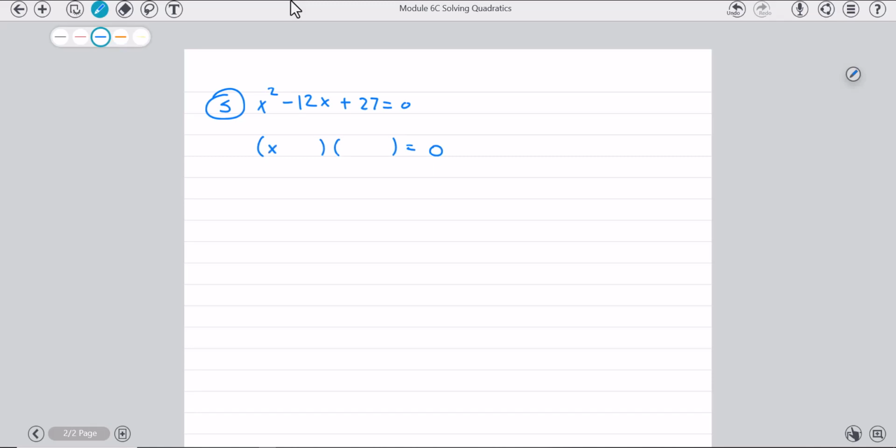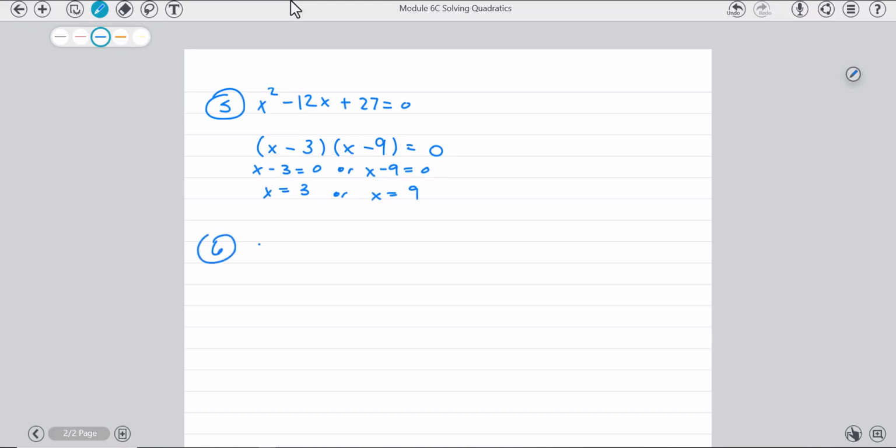X squared is x times x. 27, if I do 9 times 3, this is positive, this is negative. A negative and a negative is a positive. 9, 10, 11, 12. I do get that middle term. And so once again, I set this term equal to 0, or this term equal to 0, and I get x equals 3, or x equals 9.